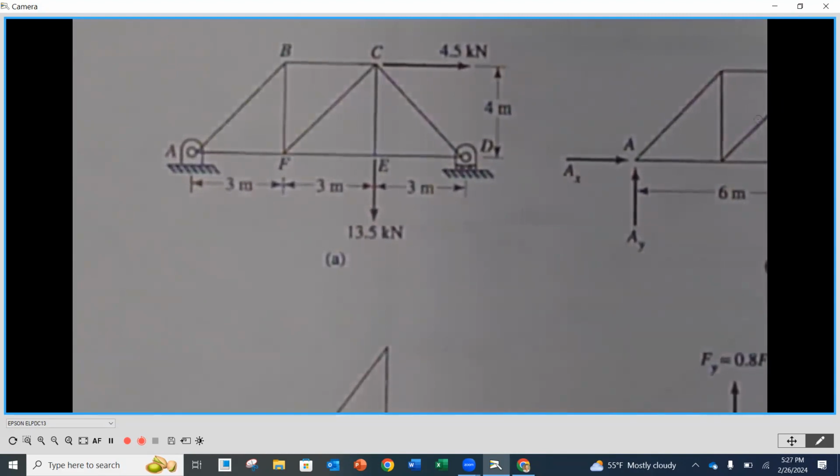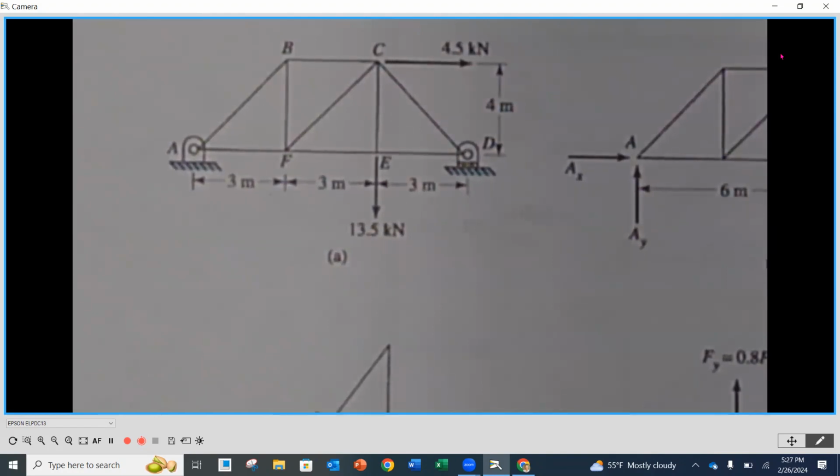Now, again, I can't stress enough, make sure that you give yourself enough room for all of the dimensions, the labels, all that kind of stuff that we have on here. Don't forget your convention for the problem.